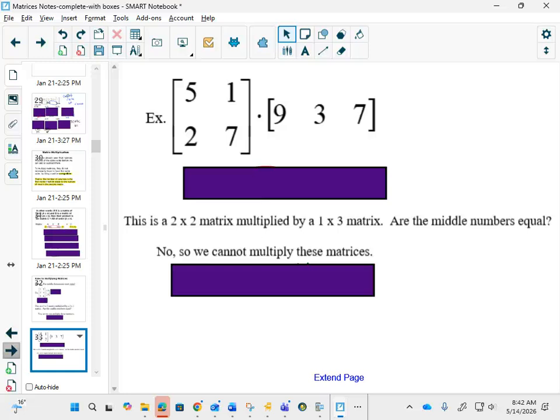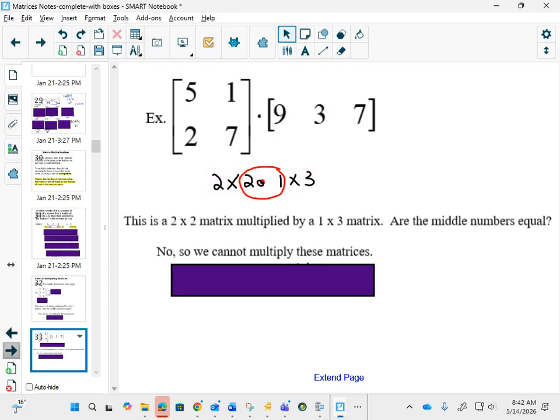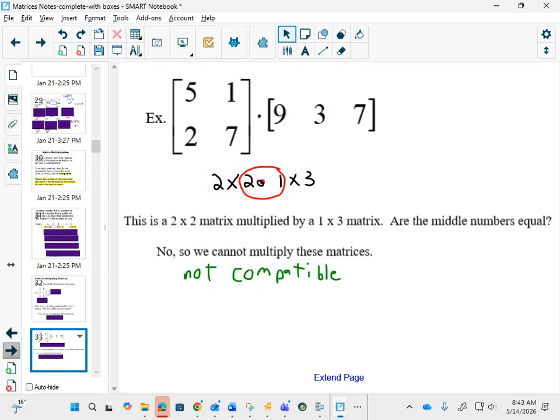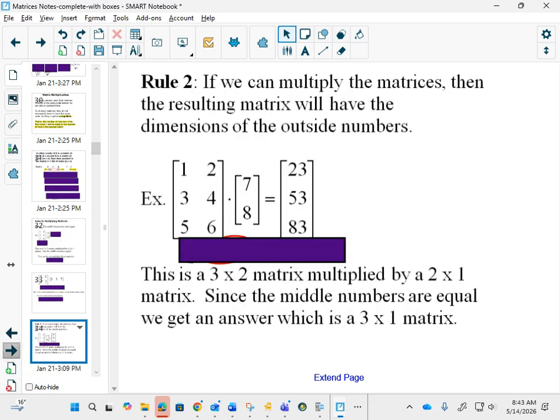So this would be super nice to do because you look at it and go, uh-oh, those numbers in the middle don't match. So these are not compatible. It is not possible. Rule 2. Well, we've already talked about this, but if we can multiply them, then the answer will be the outside numbers. So yes, I can multiply these because the numbers on the inside are the same. The answer is a 3 by 1, the outside numbers.